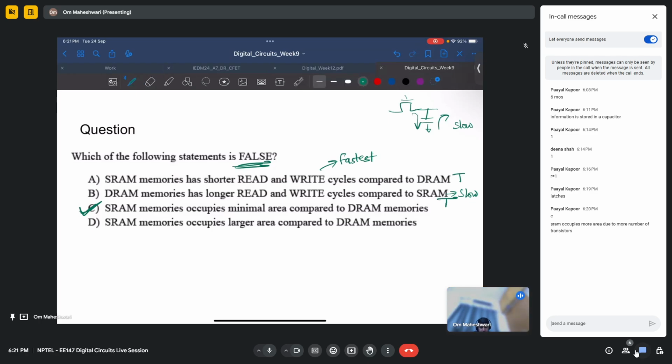SRAM memory requires minimal area. This is false, as Payal has also stated. Since it has 6 transistors, it occupies maximum area. So this is also true: SRAM occupies larger area compared to DRAM. DRAM actually occupies the minimum area because there is just one transistor and one capacitor. So this is minimum area.